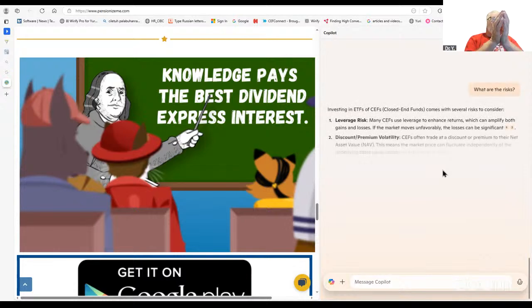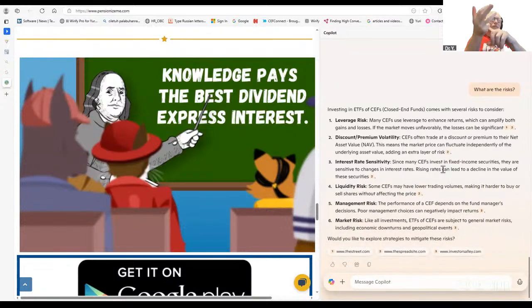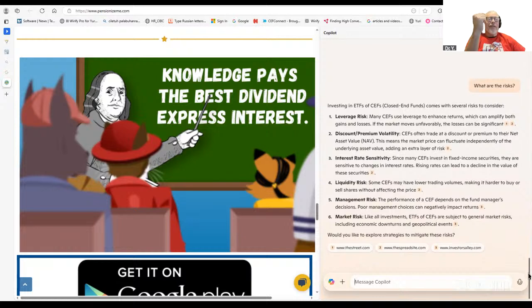I'm holding my breath. And the risks are leverage, which we talked about. Discount premium volatility. Yep, we talked about that. Interest rate sensitivity, and you and I both know why. Yep. Liquidity risk, management risk, yep. Market risk, and that's it. Yep. Six, I call it six love. You know my love of tennis, and basically six love is the perfect set. It's lopsided. It's not perfect to watch, but it means somebody dominates.